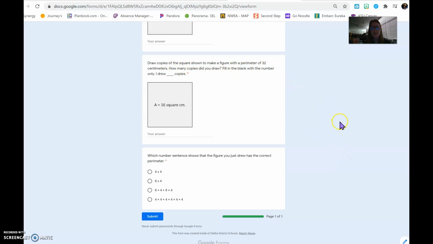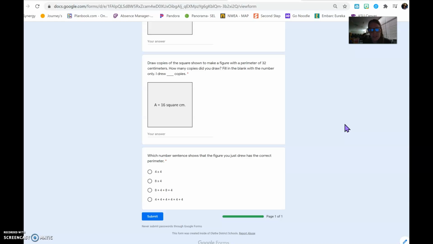Draw copies of the square shown to make a figure with a perimeter of 32 centimeters. How many copies did you draw? Fill in the blank with the number only. I drew blank copies.